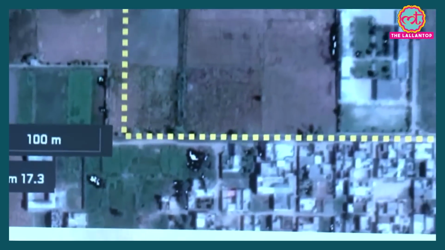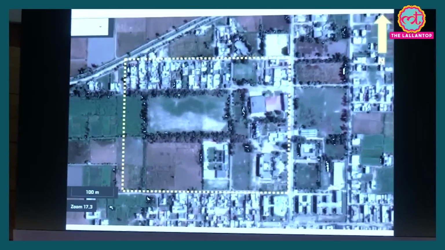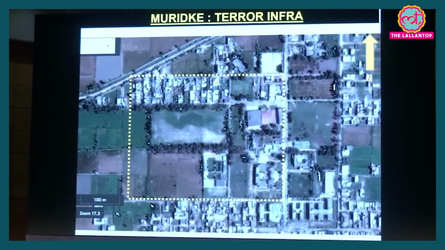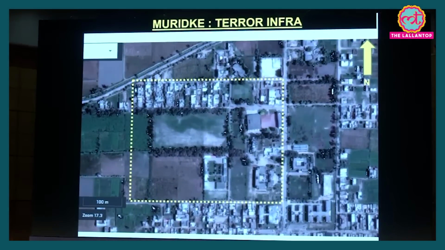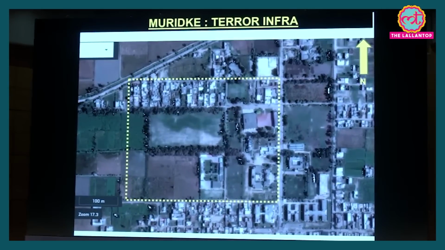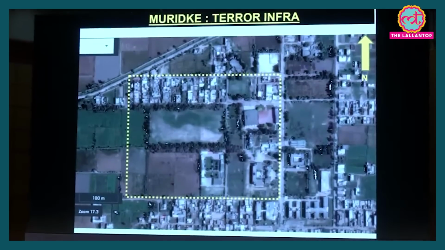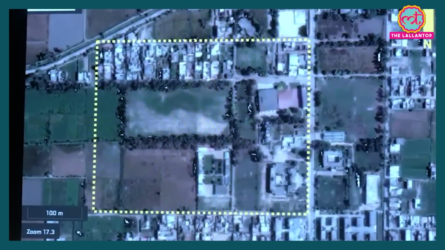Yeah, change, please. Okay. This is what the terror infra at Muridke looks like. If you see, north is as indicated, and to the right is east, where the international boundary lies. Could we have the next slide, please?